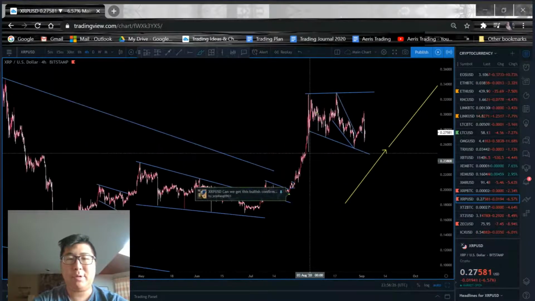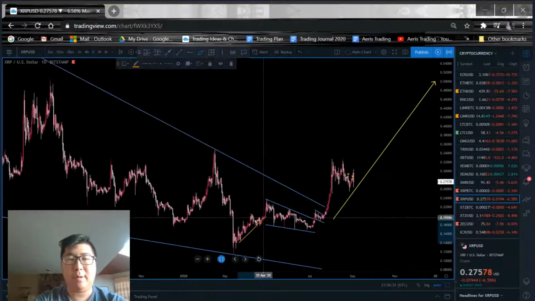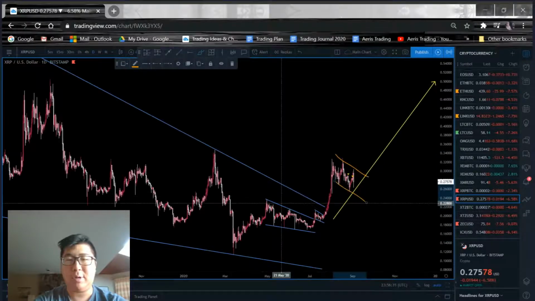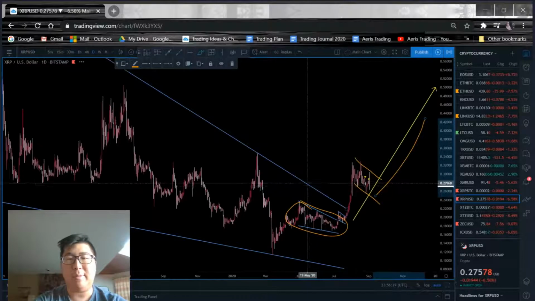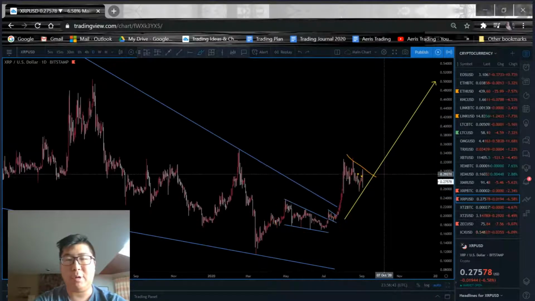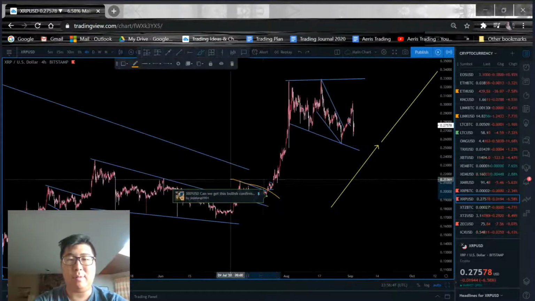Ripple, very similar structure. We actually broke out of that structure. I made a post here. We had an impulse, we had a correction, we had another impulse. Is this going to be another correction, something like this, to push the price up? Very likely. The longer and deeper this correctional structure goes, the higher the probability that we can get that move. Right? This is the original move that I'm in.